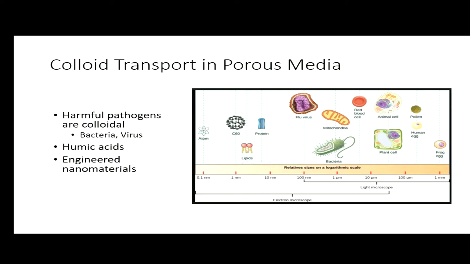Removing them is a lot more expensive than killing them, so that's what we do, either we inactivate or kill those microbes. So humic acids, these are also acids in soil. The soil is made up of humic acids and fulvic acids, so they tend to be colloidal particles. Some engineered nanomaterials are colloidal particles, in that one nanometer range. So all of them are basically colloids.